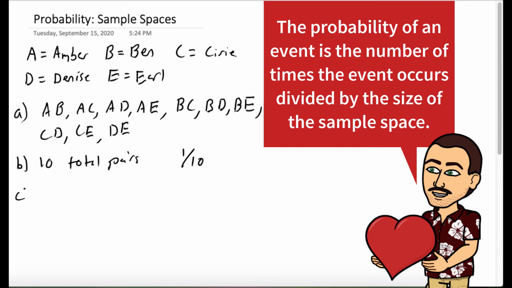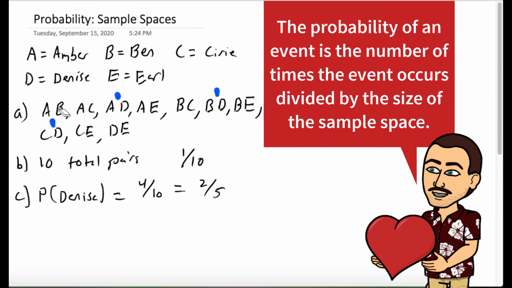Okay, so for part C, it asks for the probability that Denise is chosen, so I'll write P of Denise. Well, let's just go through and mark every single pair that contains Denise. So it's Amber and Denise, Ben and Denise, Sari and Denise, and Denise and Earl. That's 4 pairs. So 4 out of 10 is the probability, which we could simplify to 2/5.